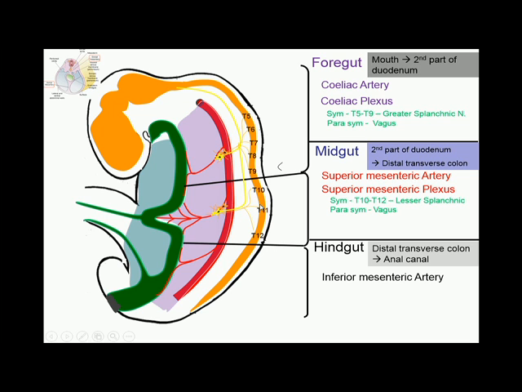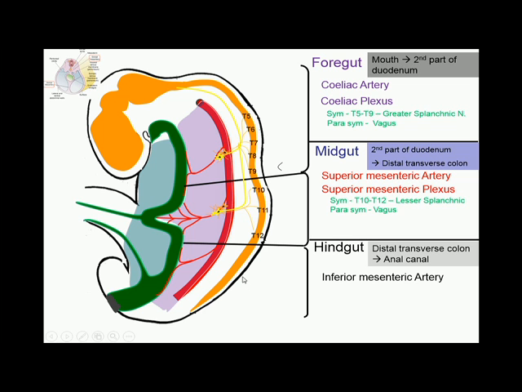Then the midgut is supplied the same way. The vagus nerve supplies the parasympathetic innervation, so it contributes to the superior mesenteric plexus around the superior mesenteric artery. And then sympathetics are coming from T10 to T12 segments, right? And that nerve is the lesser splanchnic nerve. So sympathetic fibers from T10 to T12 segments via the lesser splanchnic nerve contribute to the superior mesenteric plexus. So the superior mesenteric plexus then supplies the midgut.